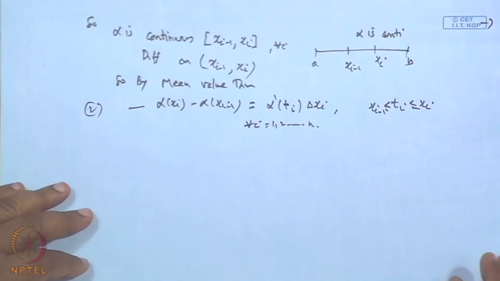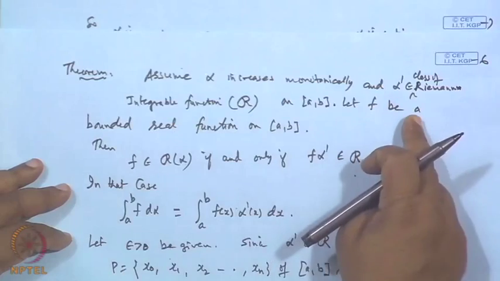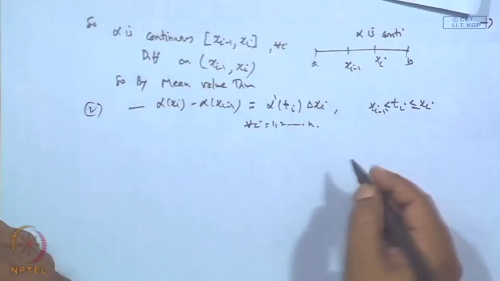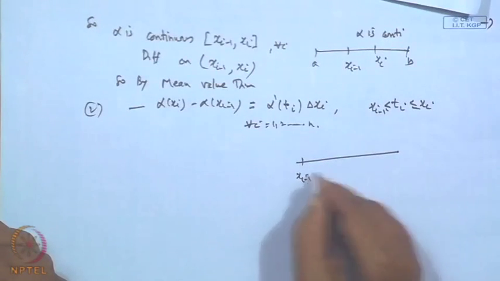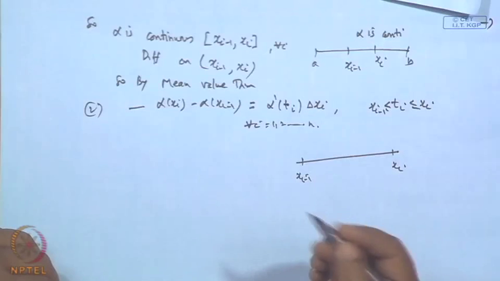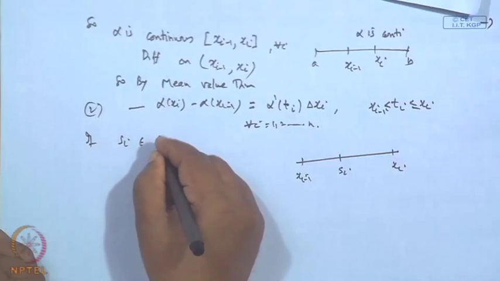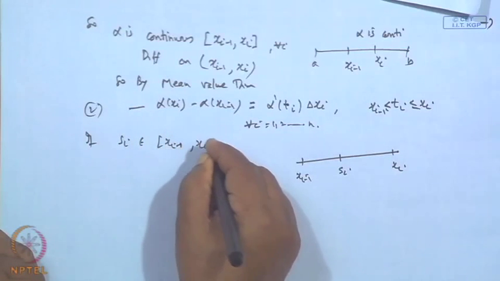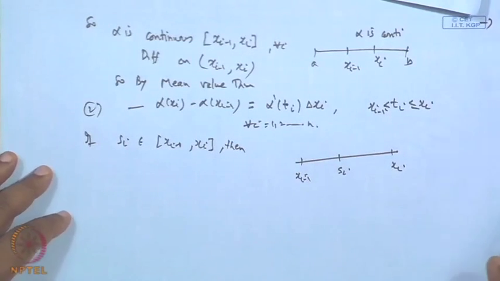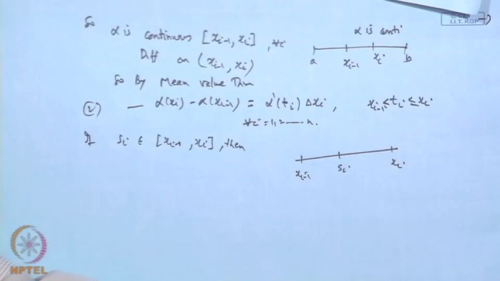Now, what is given is that alpha is an increasing monotonic function, alpha dash is as above, and f is a bounded real function. Suppose this is x I minus 1, here is x I, and t I is somewhere. Let us choose a point s I belonging to x I minus 1 to x I. Then, let us apply that result, which we have proved earlier. The result is this one.